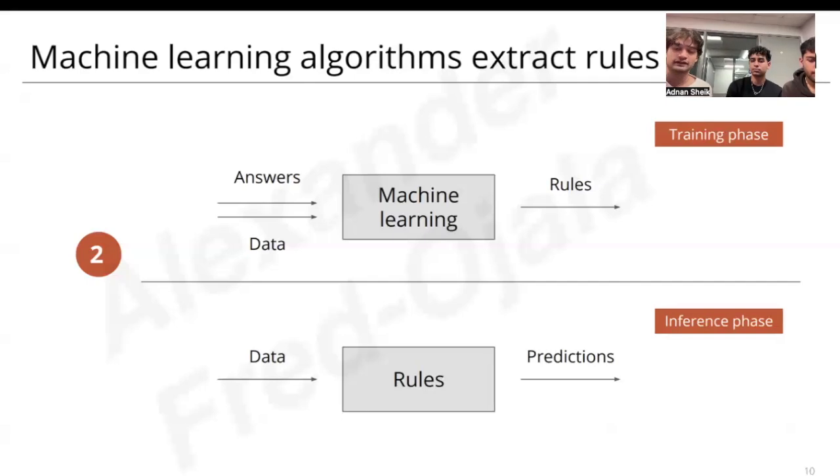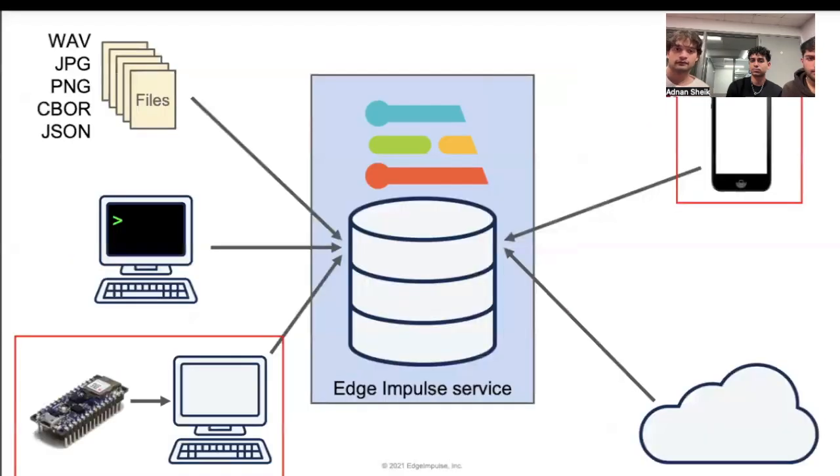So in this case, we're basically taking the raw data and we're creating a rule set to predict whether the gesture is a punch, whether it's idle, or whether it's a flex.